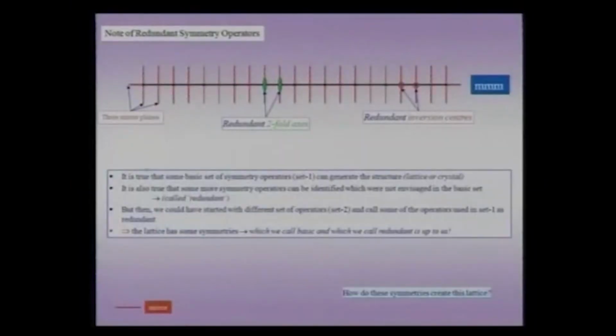Now let us read out some salient features of this kind of analysis. It is true that some basic set of symmetry operators can generate the structure. It is also true that some more symmetry operators can be identified which are not envisaged in the basic set, and we call them redundant. Of course, what we call set 1 or set 2, or what we call basic or redundant, is left to us, but essentially the structure has all these symmetry operators.